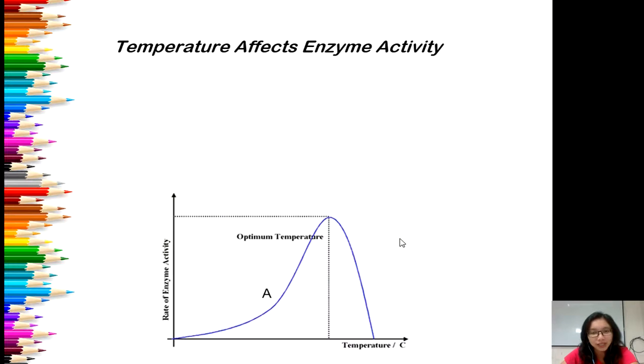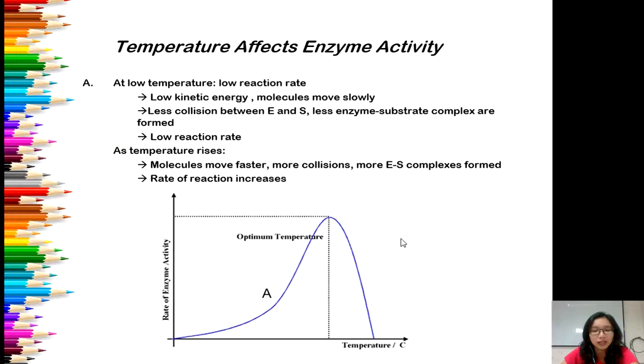Okay, so the explanation is like this. When the temperature is low, you know that molecules have kinetic energy, right? So at low temperature, both enzymes and substrate have low kinetic energy. Therefore, those molecules are moving only slowly. Because they move slowly, there will be fewer collisions between enzyme and substrate, and less enzyme-substrate complex will be formed. That's why there is only a low reaction rate.